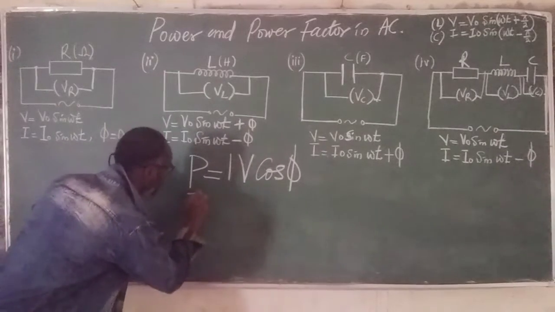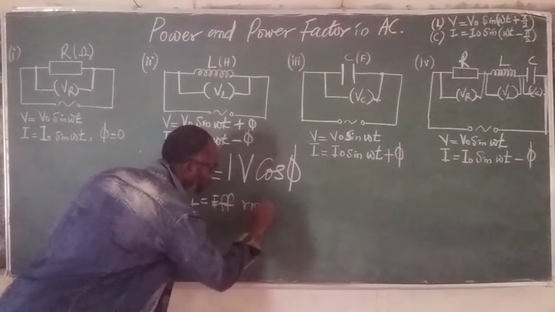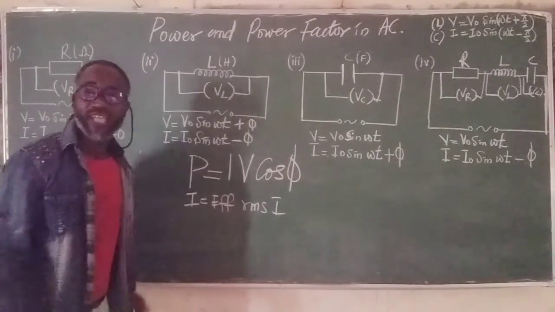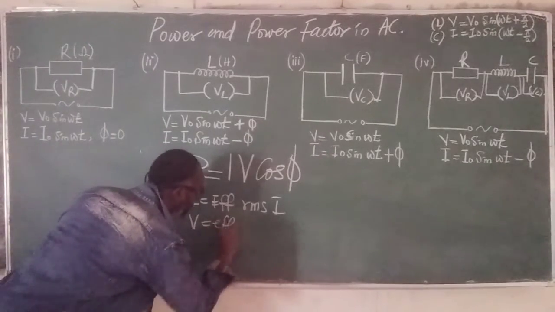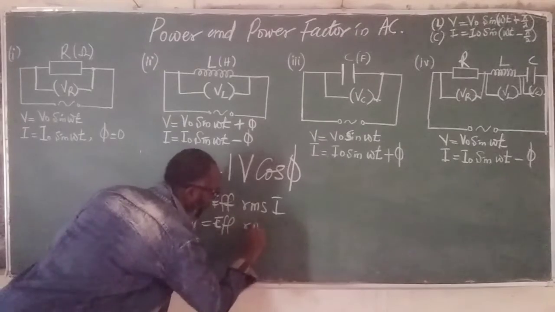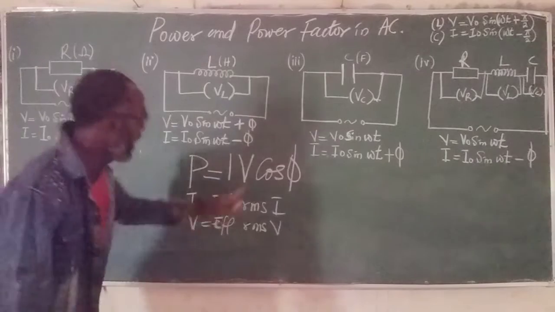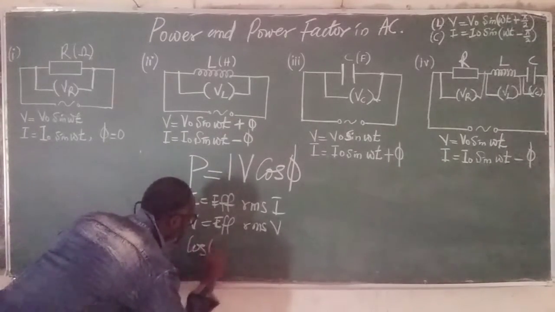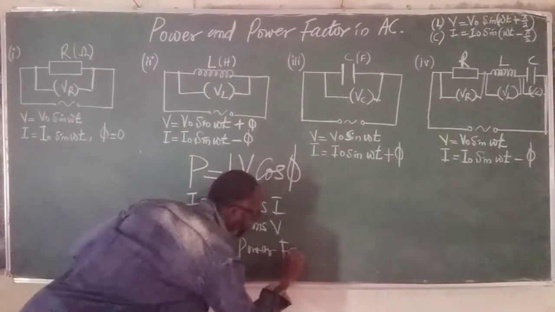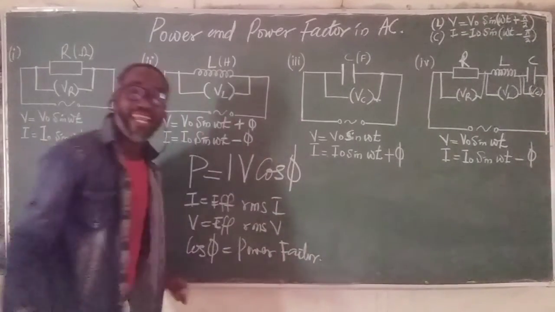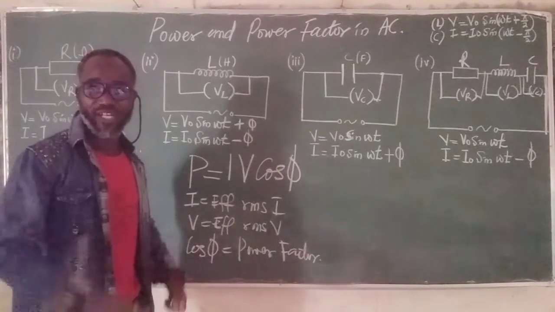Now, the first one is I. I is the effective root mean square current of the circuit. V is the same thing, the effective root mean square value of the voltage of the circuit. And we have cos phi. Cos phi is the power factor of the circuit, which I'm going to explain in detail in the course of treating this topic. So let's pay attention.